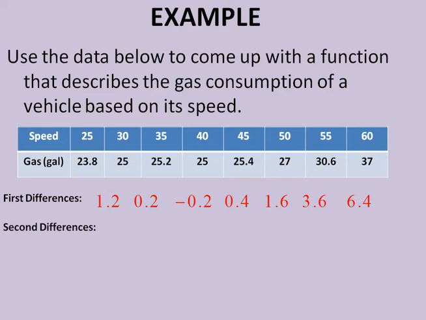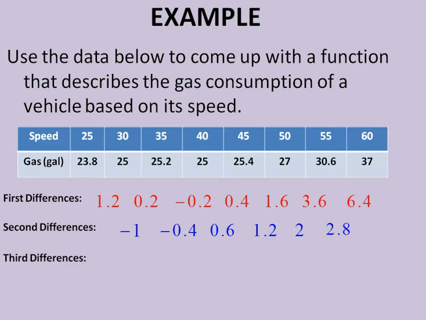So we're going to go to the second differences, and we'll look at 0.2 minus 1.2. That's negative 1. Negative 0.2 minus 0.2 would be negative 0.4. 0.4 minus negative 0.2 would be 0.6. 1.6 minus 0.4 would be 1.2. 3.6 minus 1.6 would be 2. And 6.4 minus 3.6 is 2.8. And again, this gets a little tedious, but we're just really subtracting each case to see where we get the same numbers. We don't have that in the second differences, so let's check the third.